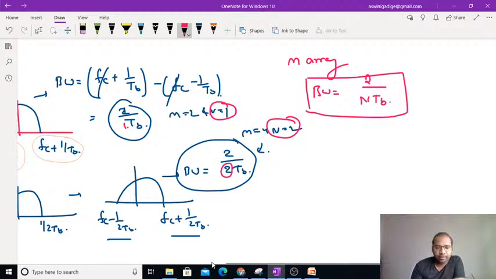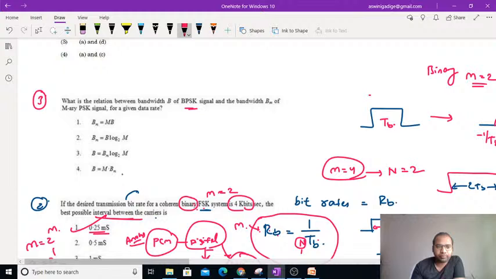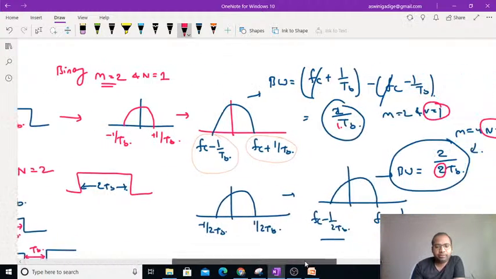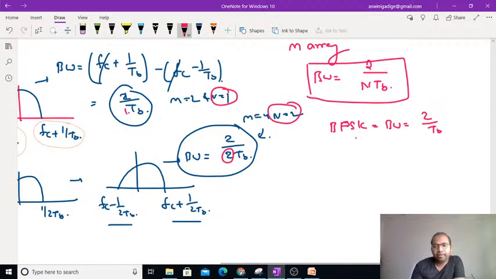Fine. Okay, so we will go back to the question, guys. What is the relation between the bandwidth of a binary signal and the bandwidth of the M-ary PSK? So now based upon this, the bandwidth of binary phase shift keying is 2 divided by TB. Fine.